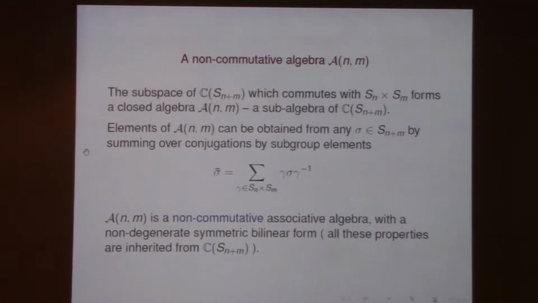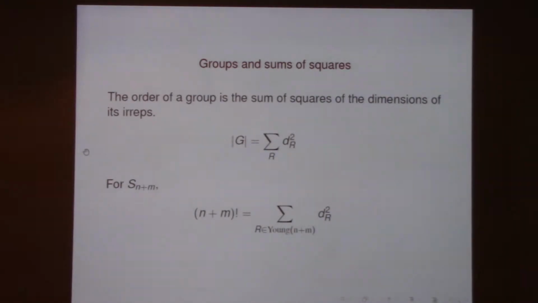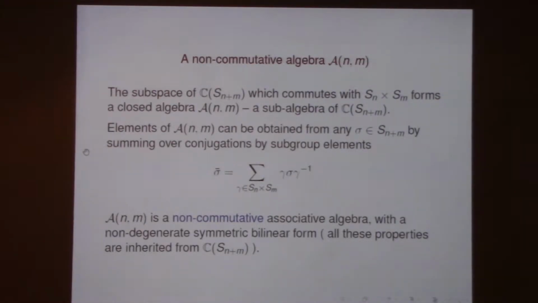It is associative, and it has another nice property: there is a symmetric pairing, a non-degenerate symmetric bilinear form. These are all properties that are inherited from the parent algebra. So we have a nice two-parameter algebra, non-commutative, associative, and an algebra with all these properties is called a semi-simple algebra. There are some general things known about such algebras. There's one useful general thing known about such algebras, and I want to describe that property.